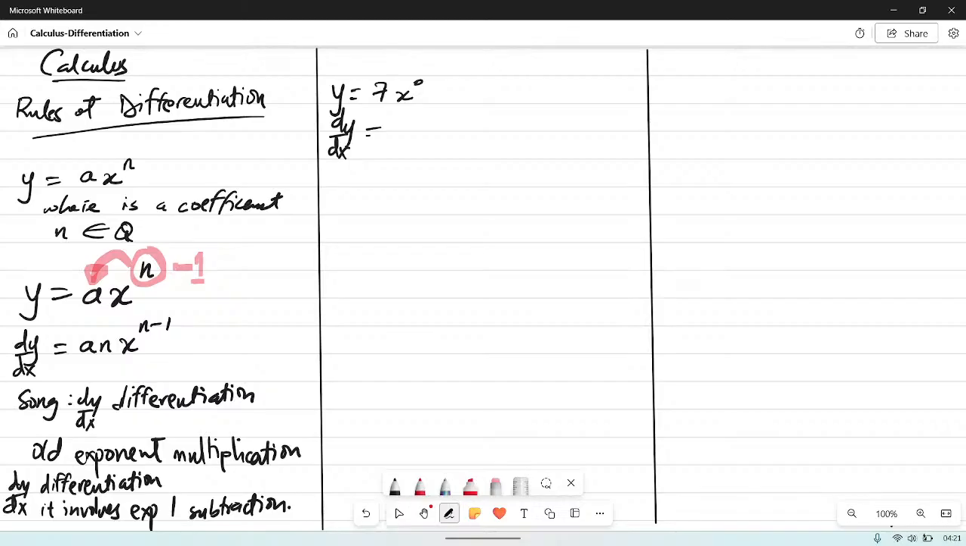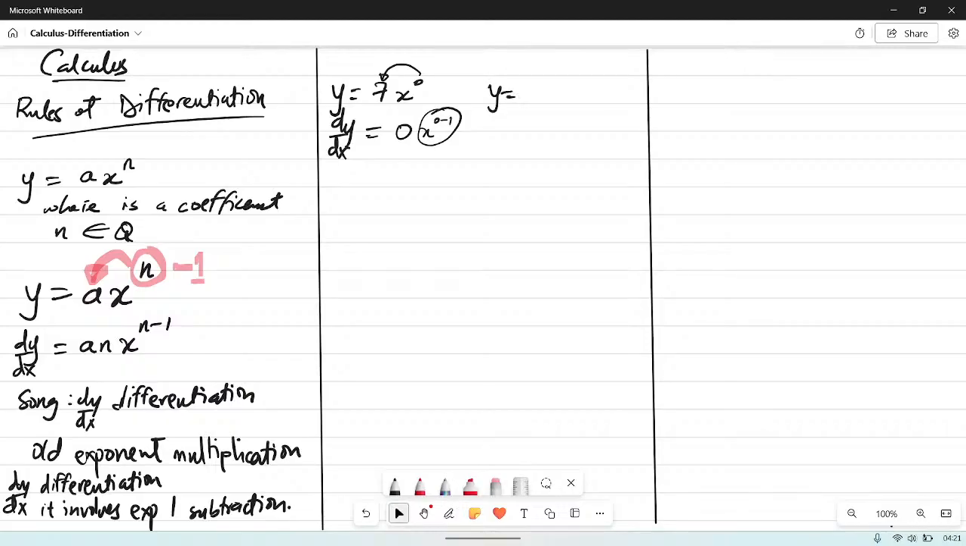So when you differentiate a constant, basically the old exponent multiplication, the old exponent is multiplying here. Are you okay? So 0 times 7 becomes what? 0. And it gets x raised to the power 0 minus 1, but this has no effect because when 0 multiplies anything, you get what? 0. Are you okay?